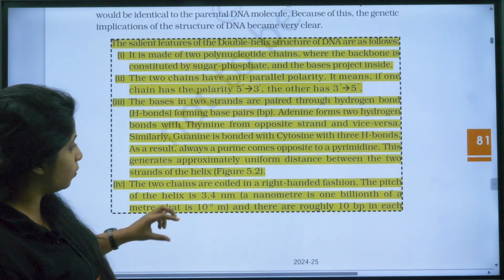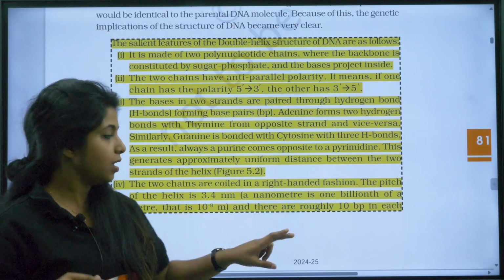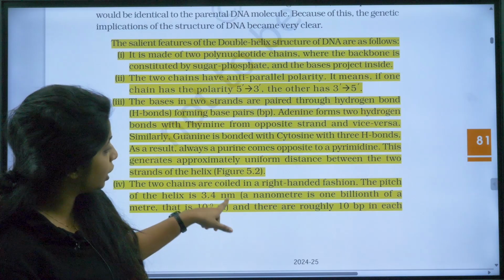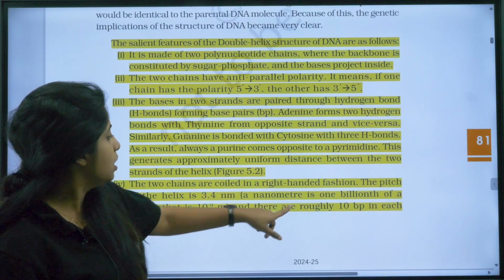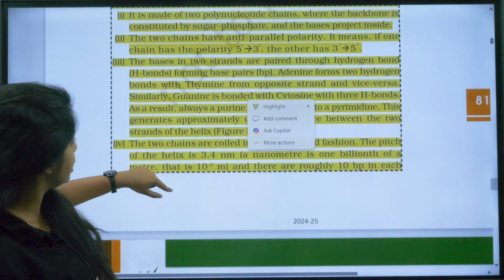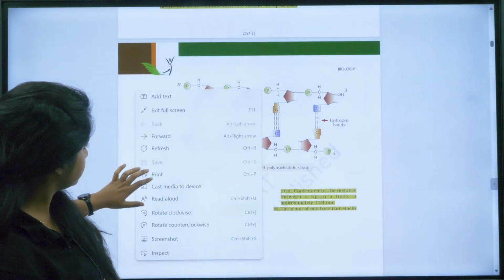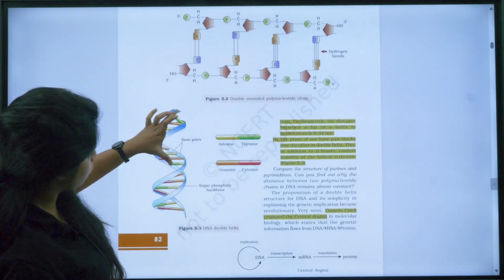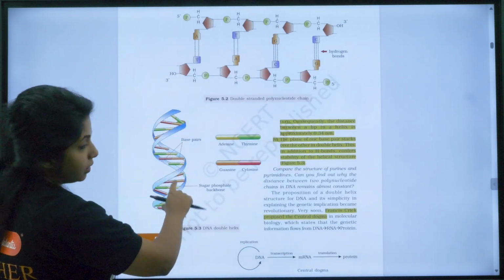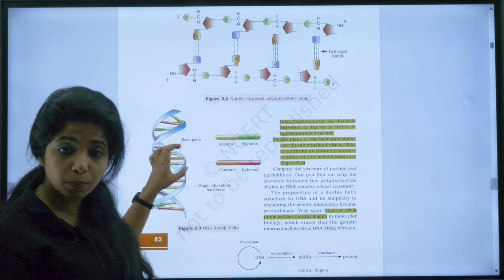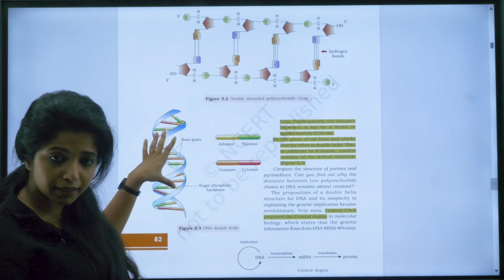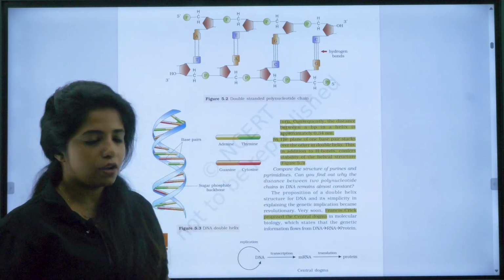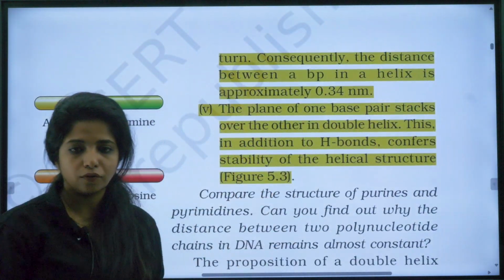Now, in the 2 chains, what is the distance between each base pair? You should be knowing about that also. The pitch of the helix is 3.4 nm, that nanometer, you should be knowing that. And there are roughly 10 base pairs in each helix. So over here you see this whole thing is a helix. How many base pairs are there? 10 base pairs in one particular helix. You should be knowing that. And in between, what is the space? There is a space of 0.34 nanometer. All this small information is really important for you to remember.